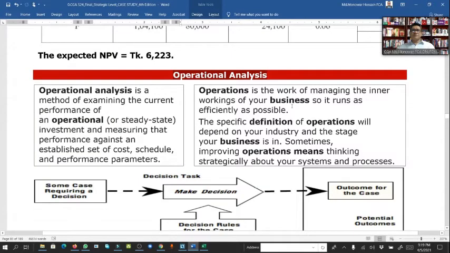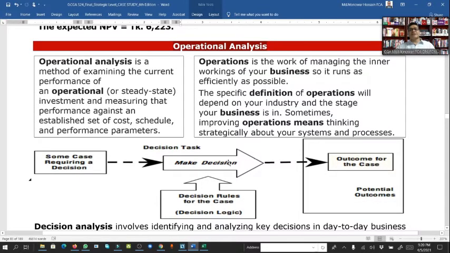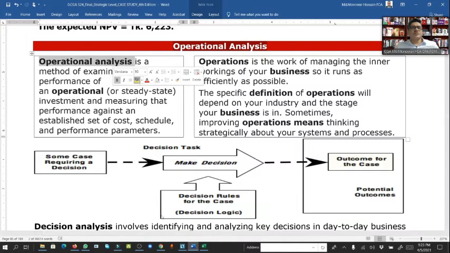And a few things. Now we are going to discuss operational analysis. See the operational analysis. Operation means business operation. So all businesses depend on operation. Without operation, business cannot survive. Through the operation, business can earn money and generate revenue from the operation.